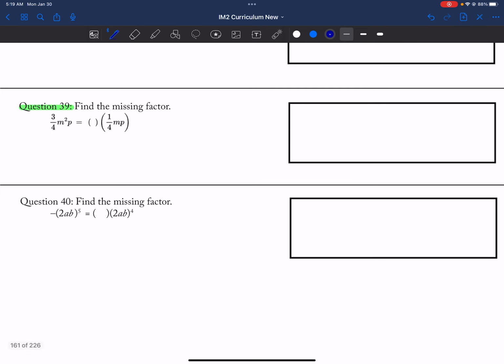Okay, so now we look at this one. So what am I missing? So what do I have? I have a 1/4 MP, right? So this is really 3 times 1/4 M, and P. Okay, so let's think about this. When we multiply fractions, this is 3 over 1, so I multiply straight across, and that's how I'm getting my 3/4. Okay, I have already on the right-hand side a 1/4, an M, and a P. So really what I'm missing is a 3M. Okay, and that's it for all the odd numbered questions.